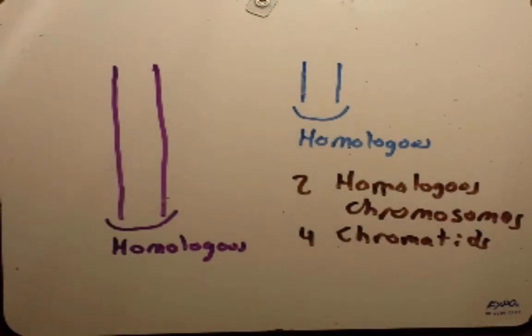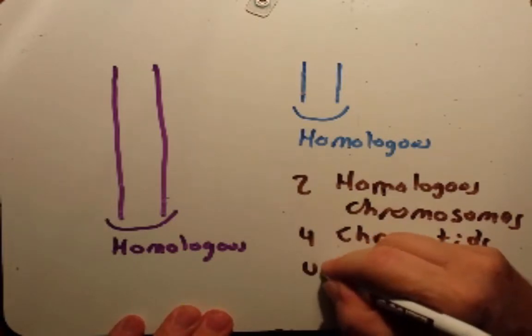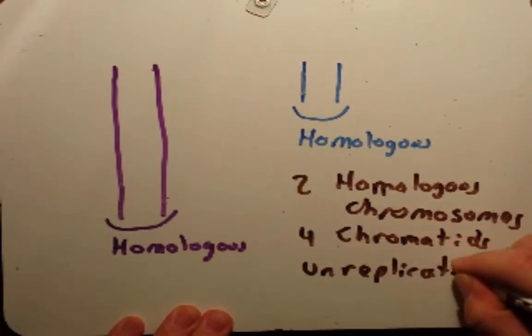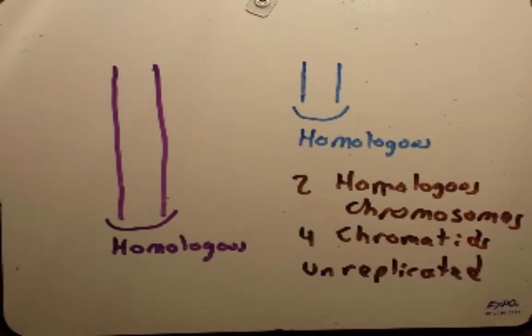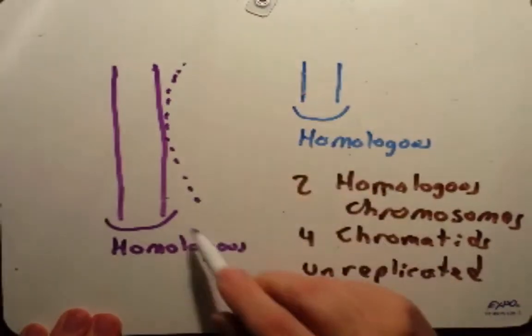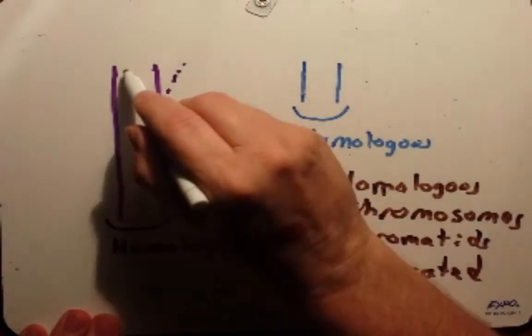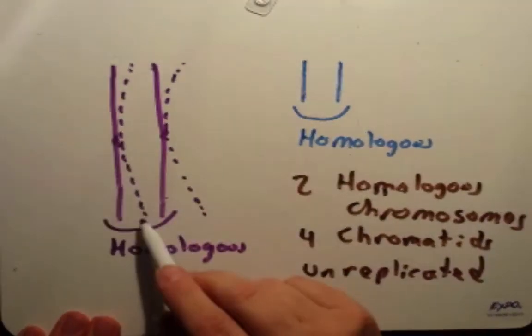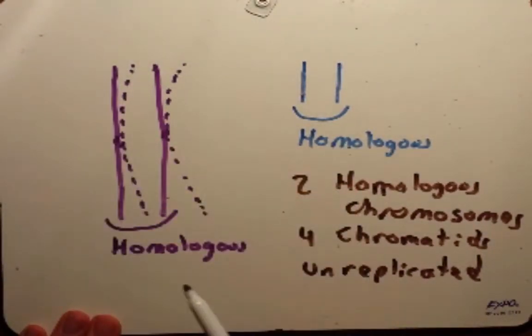The way I have drawn these, they are both unreplicated. If they were replicated, I would have drawn another chromosome attached to it, like so. The way I've just drawn this with the dashed line here, now they would be replicated chromosomes. I'm going to go ahead and erase this dashed chromosome for now, though.